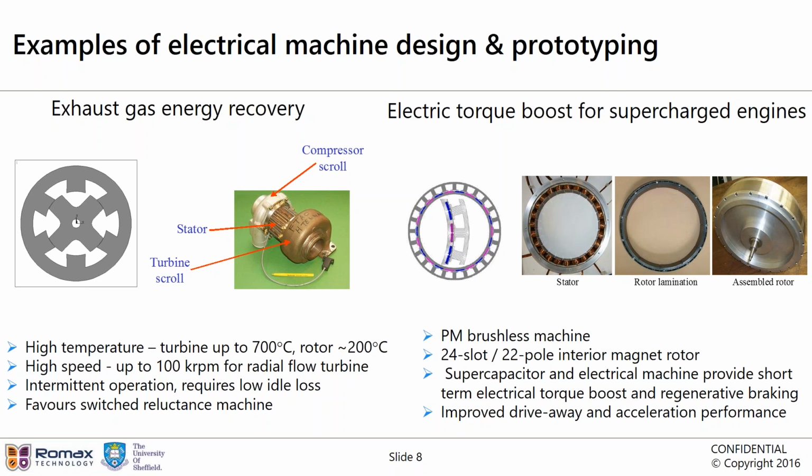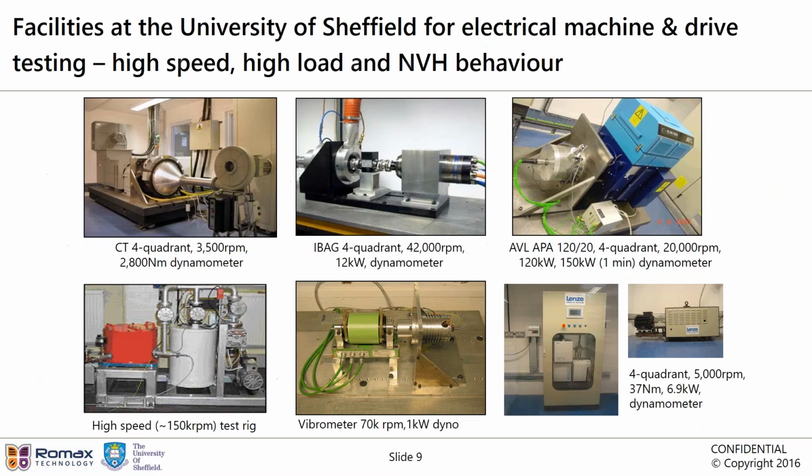The second machine is to provide a torque boost in automotive applications. So it's an IPM machine that's meant to generate high torque, and this was again built and tested as part of the university.